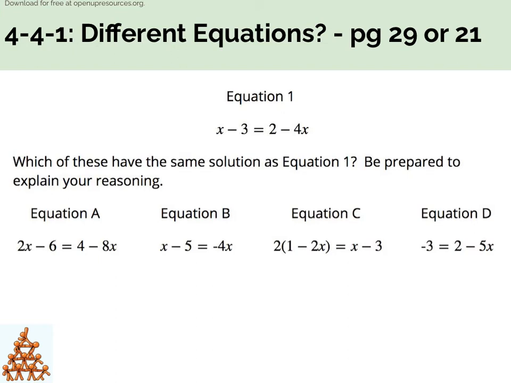So go ahead and take your workbook, turn to page 29. If yours is a little bit different, turn to page 21. It should look like this. Equation number 1 is x minus 3 equals 2 minus 4x. Which of the following have the same solution as equation 1? Be prepared to explain your reasoning. So go ahead and pause right now and answer that question.